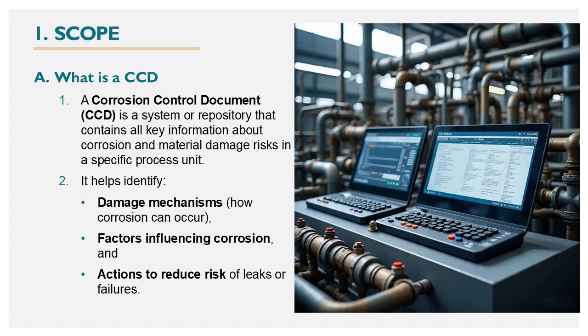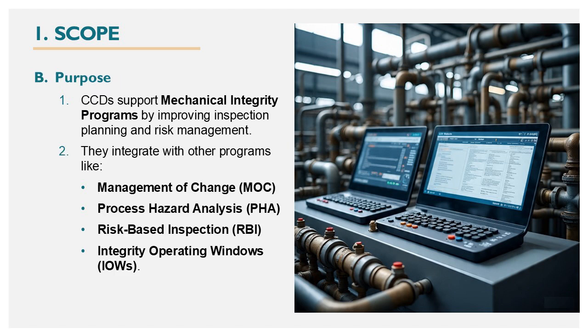Agenda 1. Scope. Scope number A. What is a Corrosion Control Document or CCD? It is a system or repository that contains all key information about corrosion and material damage risks in a specific process unit. It helps to identify damage mechanisms, how corrosion can occur, factors influencing corrosion, and actions to reduce risk of leaks or failures.